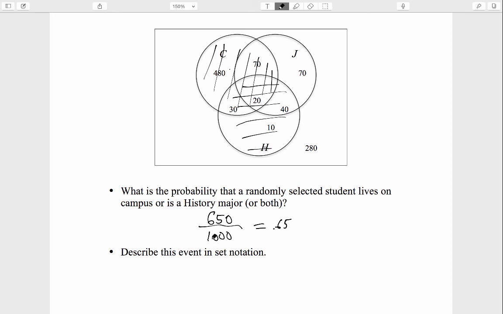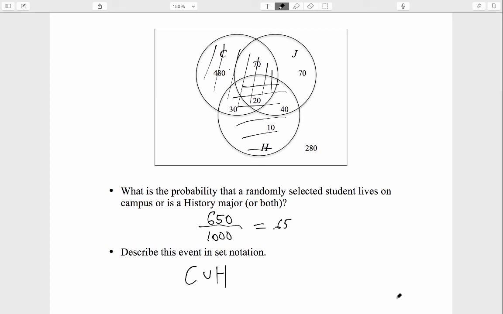To describe this event in set notation, now students sometimes find this a little hard to believe, but here it is, C union H, that's it. C union H. It's all the students in C or in H or in both who are being counted. That is exactly what we mean by C union H.